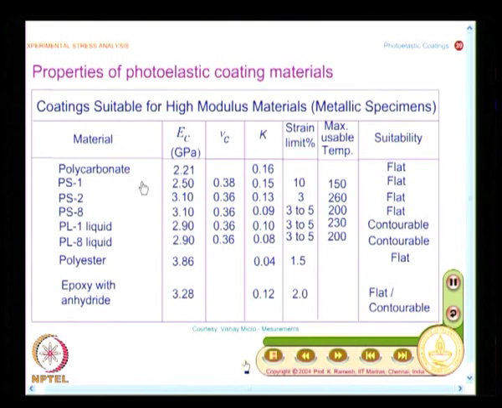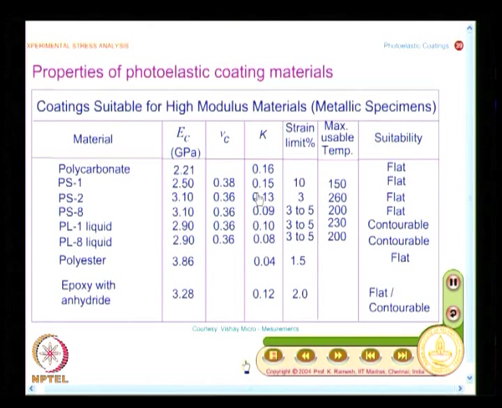So, I can comfortably use photoelastic coating, and from this table you write only 2 materials, one is polycarbonate, another is PS1. This is also commercially available from Vishay Micro Measurements, and what you need to look at is K, which is around 0.16.